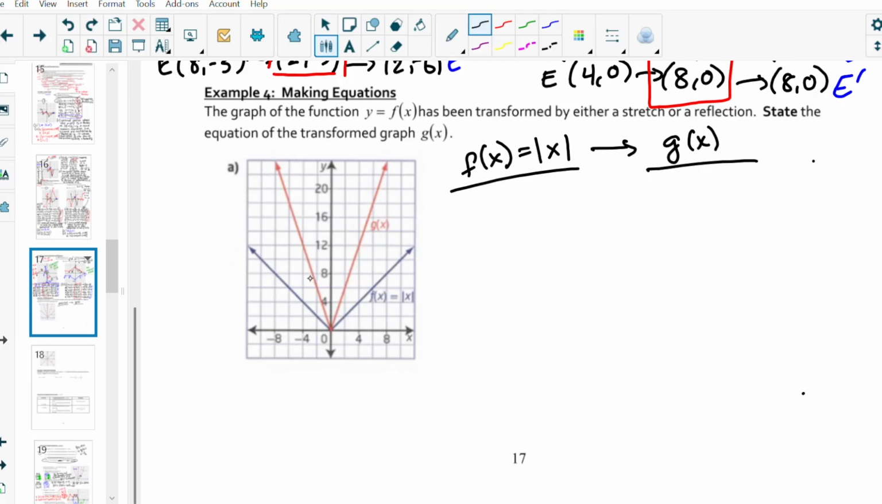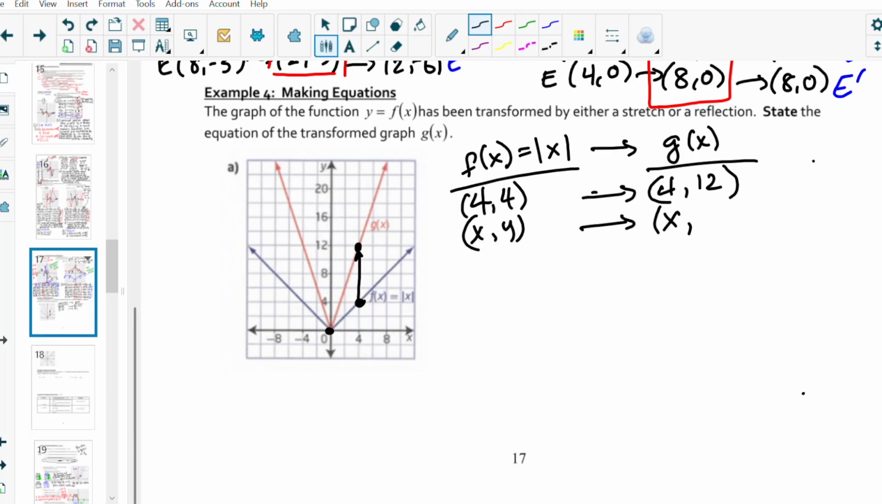So here's f of x. I'm going to go (4, 4). We know that the vertex of both absolute value functions is the same. That's the invariant point. So if I pick a point on f of x there and go straight up, what does it transform into? That's (4, 12). If this is (x, y), folks, how do I write this with mapping notation? That's x. What do I do to the 4 to get a 12? That's 3y. This is my a value.